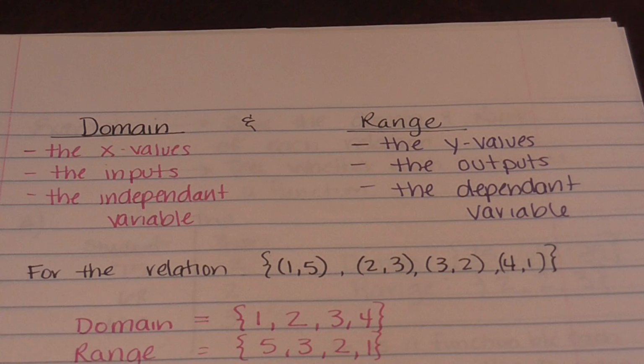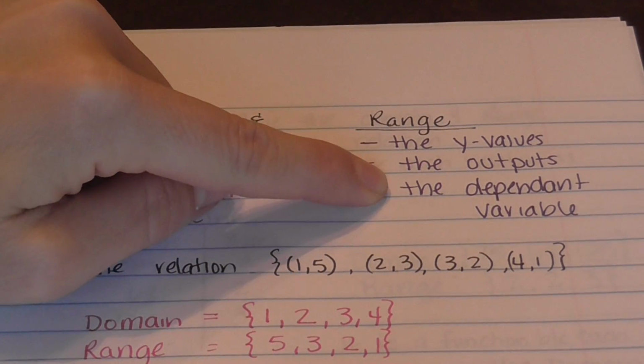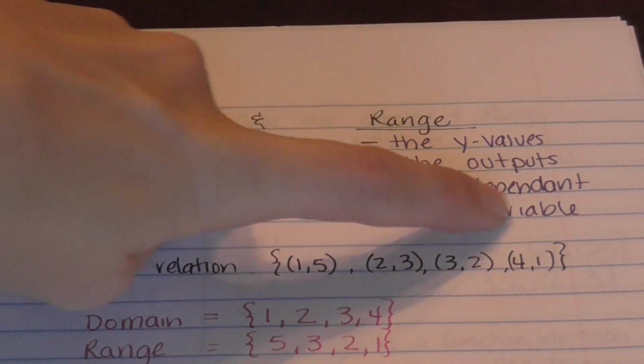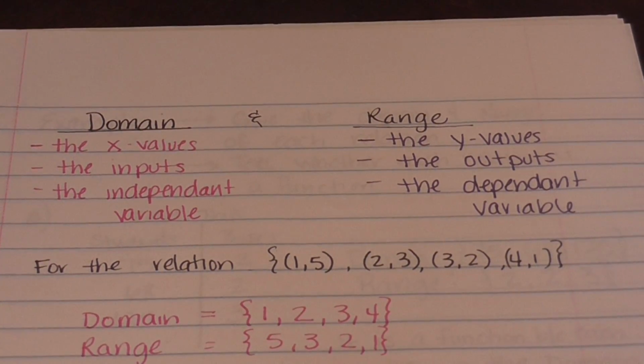So the range is the Y values, also known as the outputs, also known as the dependent variables. These are all the exact same thing. If you hear me say those three different words, they all mean the same thing, so I can exchange those words.